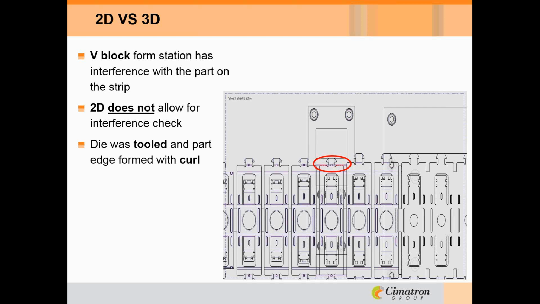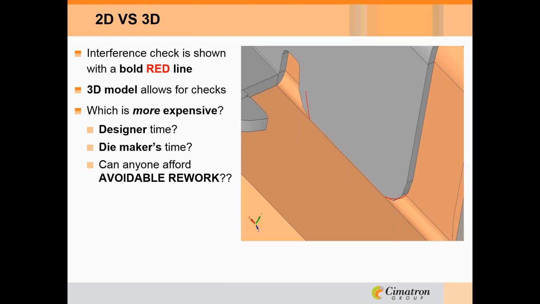Things like that are so avoidable with the 3D system that allows for good collision detection and that allows for the part to be checked. Here's what it would look like in 3D at the bottom of that V-block. The bold red line here, as run through an interference check, tells you right there that's a part that's going to curl, that's going to fail. And that, again, can't stress it enough, needs a 3D model to do that. So I ask you, which is more expensive, the designer's time to catch that by running a program that takes 5 minutes, or the die maker's time?